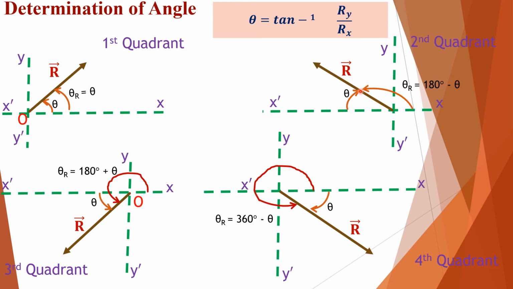In this figure, Rx and Ry both are negative, that's why theta R lies in third quadrant. We can determine angle theta R is equals to 180 degree plus theta. This angle is 180 degree and this angle is theta.